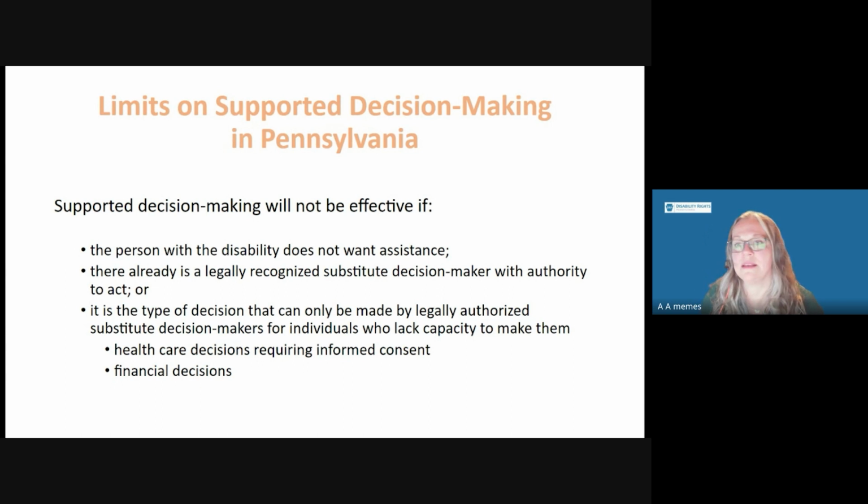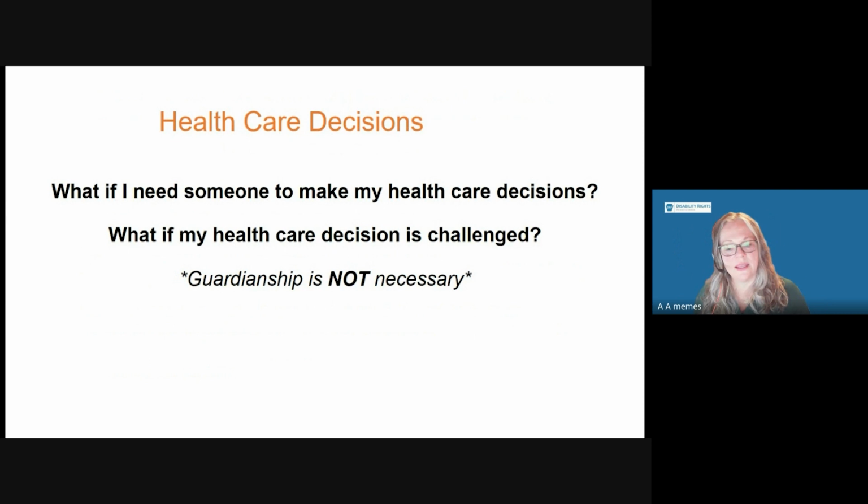And so those would be some healthcare decisions that require informed consent, like, for example, engaging in elective surgery or pursuing some kind of experimental treatment for something. And then some kinds of financial decisions. A bank may not accept the result of supported decision making for a large transaction, for example. They might want to have something else before they'll accept that. So let's keep moving and we can talk about what that looks like.